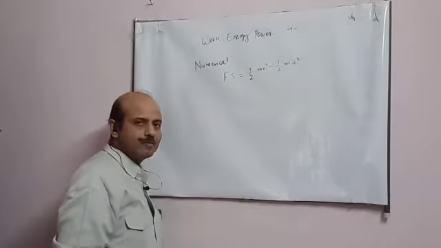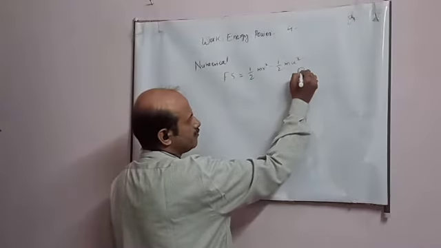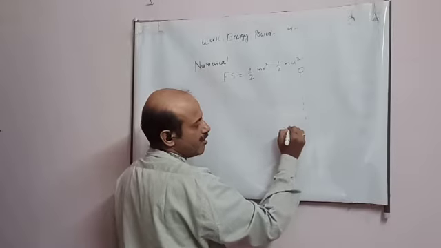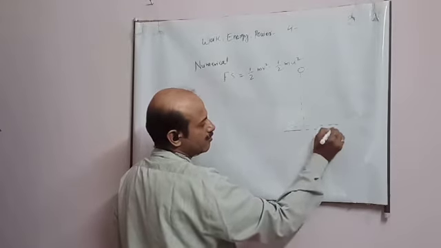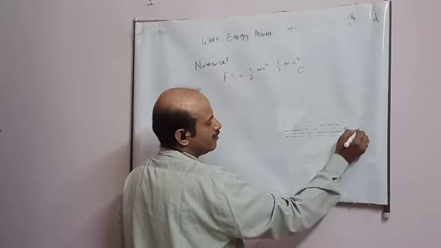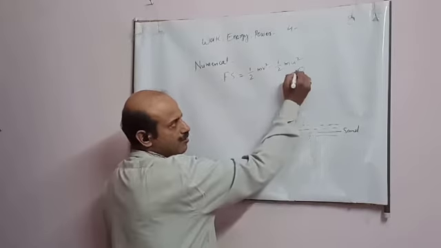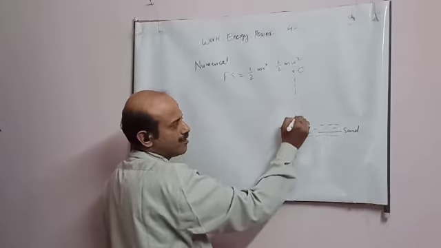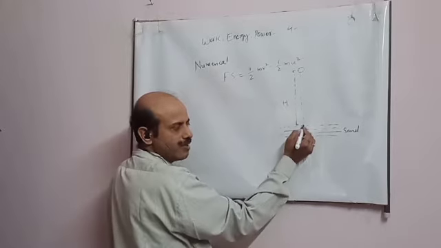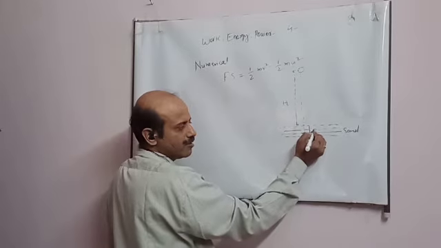Now, how can the numerical be made? A very simple numerical. Suppose, student, one ball is dropped from a height h, and here there is sand, student. This is sand. This is the surface, and from here the sand starts. So this ball drops from the height h, and now when it falls on the sand, it penetrates up to the depth small h, student.